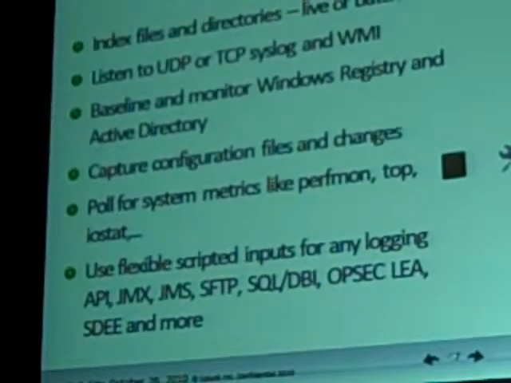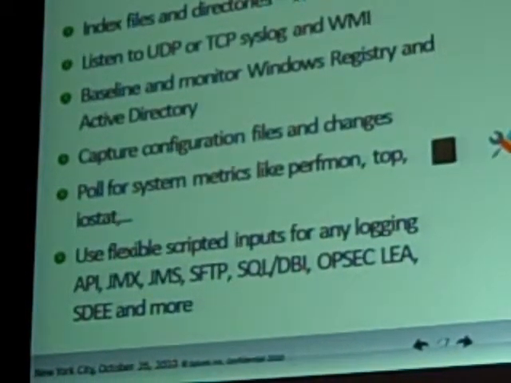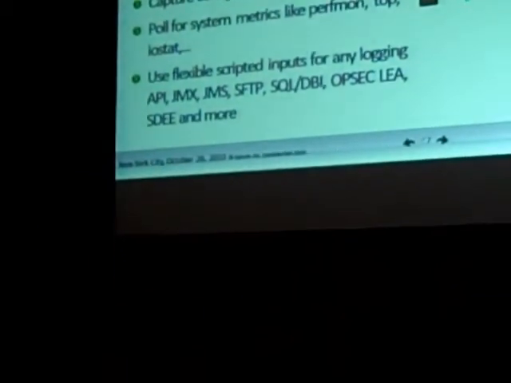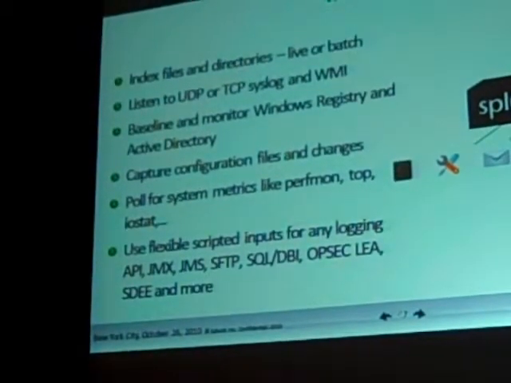So you can use us to poll for system metrics like perf on Windows, getting CPU and memory and other stats off of commands on Unix, like top and iostat. And those are really special cases of a very, very flexible capability we call scripted inputs that allows you to connect to any logging API or call any sort of status command as a script and index the output. And people have used that for capturing things like JMX, for even capturing actual messages from message queues, for talking to SQL data stores, which are increasingly the repository for logs and other IT data.